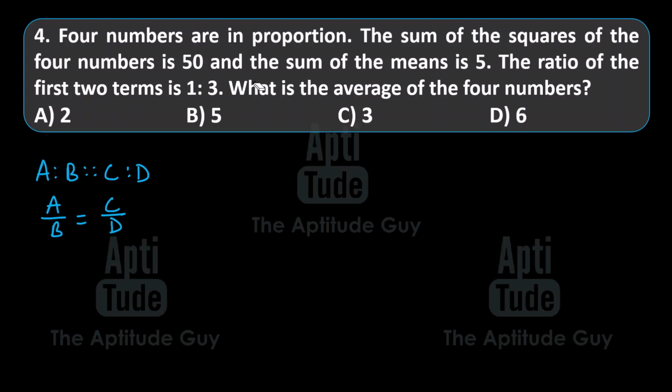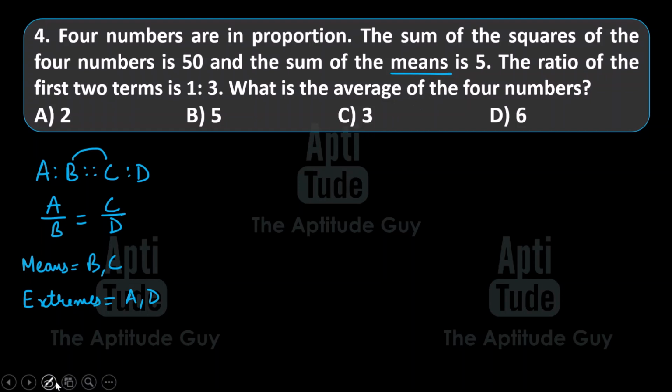Alright, and they have also mentioned that the sum of the means is 5. What are the means? The means are the things that are mentioned inside. So means in this case are B and C, and the extremes in this case are A and D. These are the extremes. Now that you know this, try to solve this. Pause the video, try to solve the question.